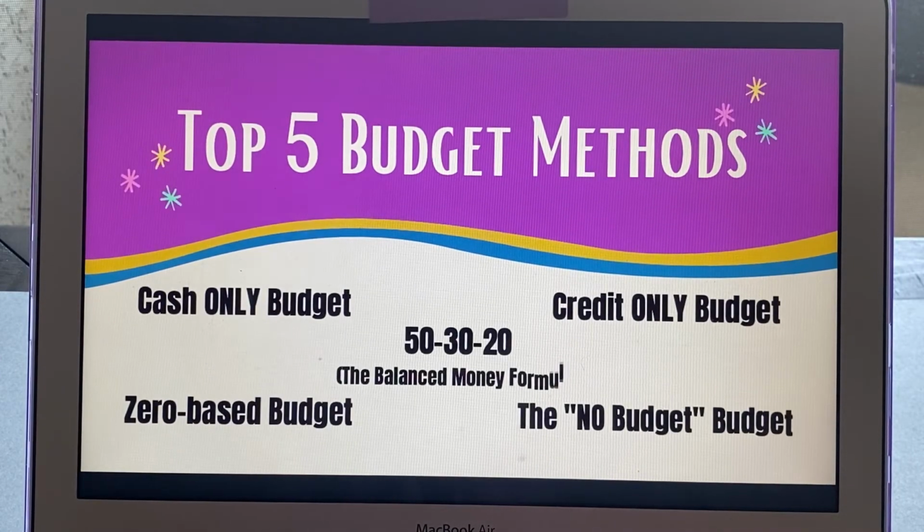Alright, the top 5 budget methods. That would be cash only budget, credit only budget, 50-30-20 or the balanced money formula, zero-based budget, and finally the no budget.